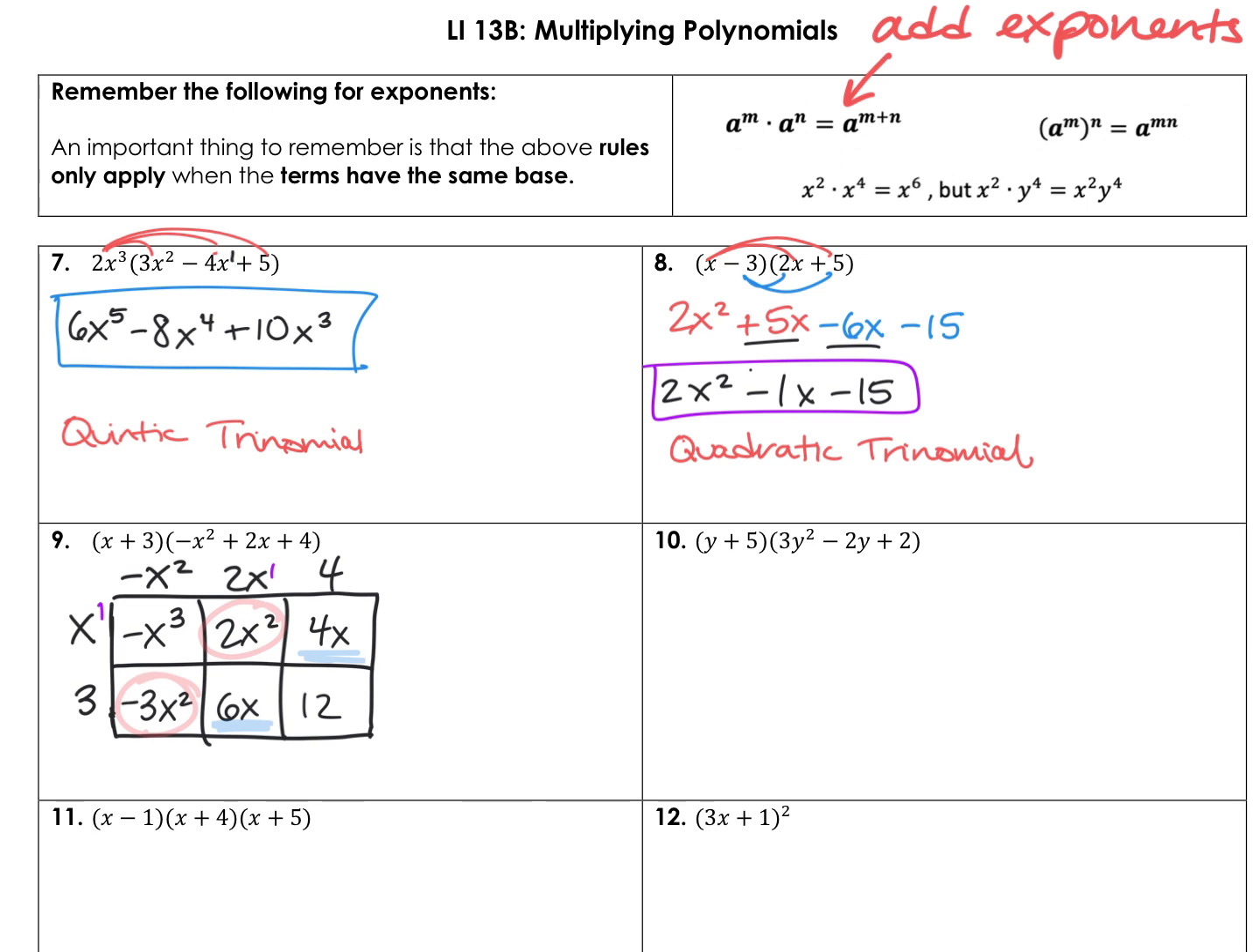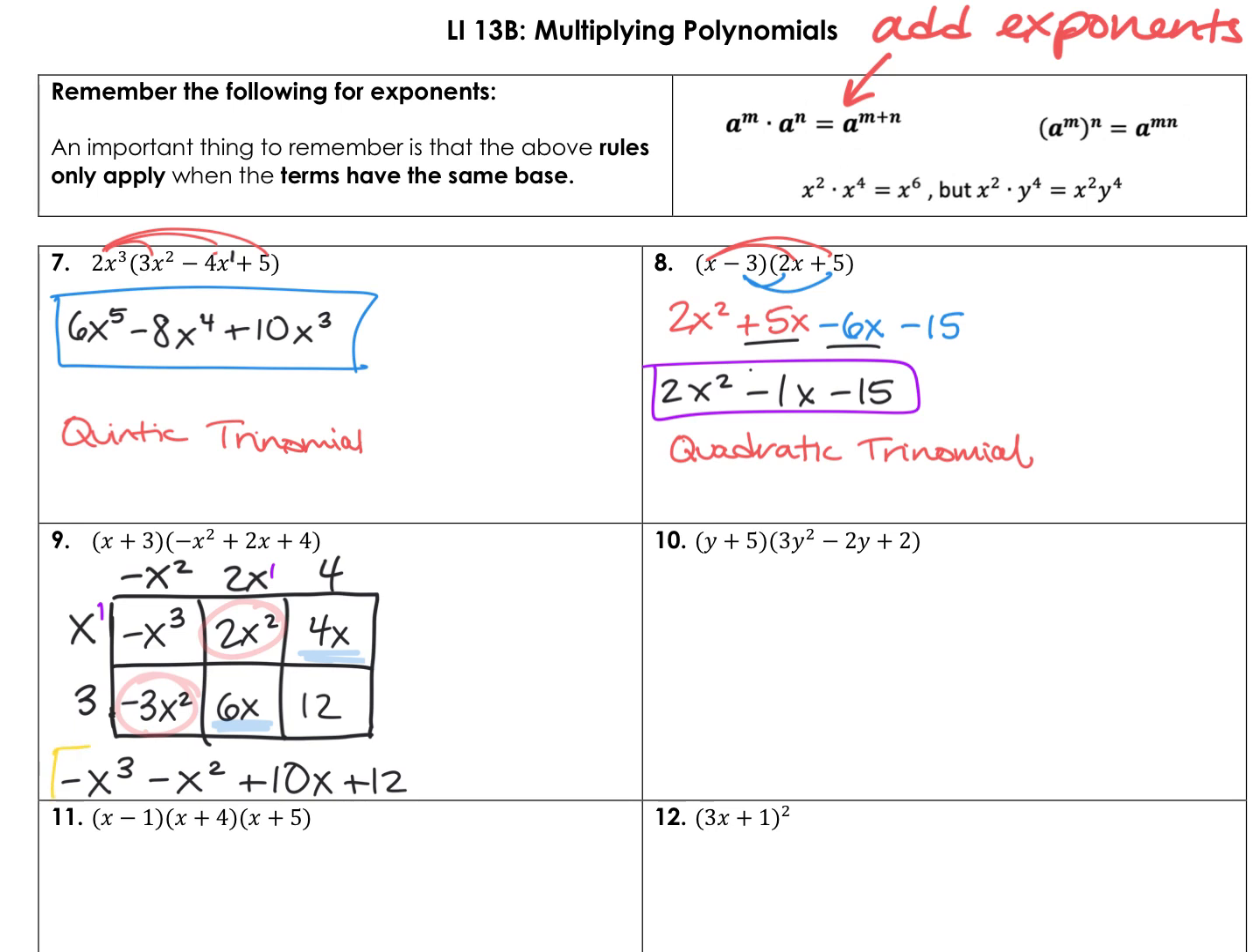Okay, so we would get negative x to the third, because this needs to be in standard form, exponents highest to lowest. And then negative 3 plus 2, so that would be negative 1, so negative x squared. 6x plus 4x is 10x. And then 12.